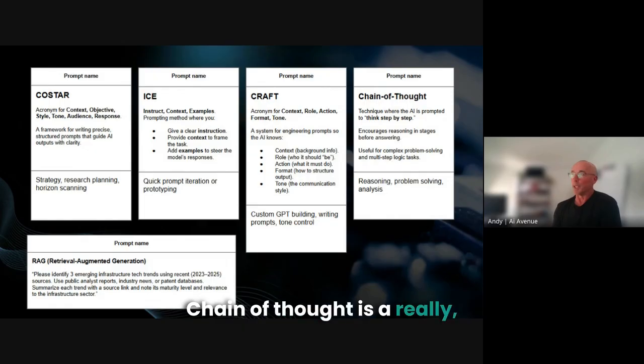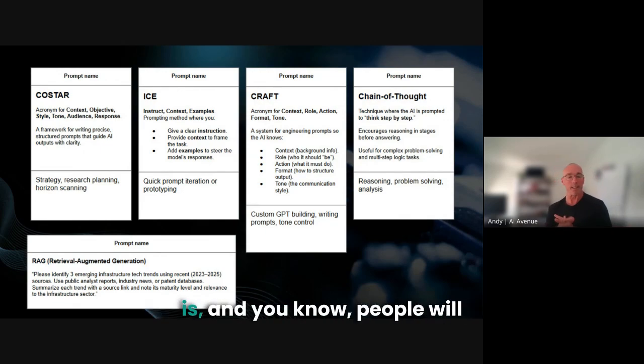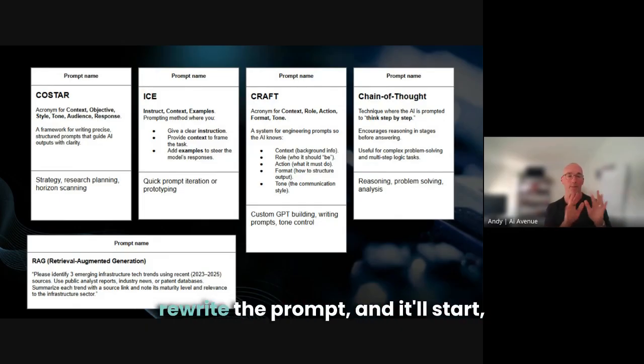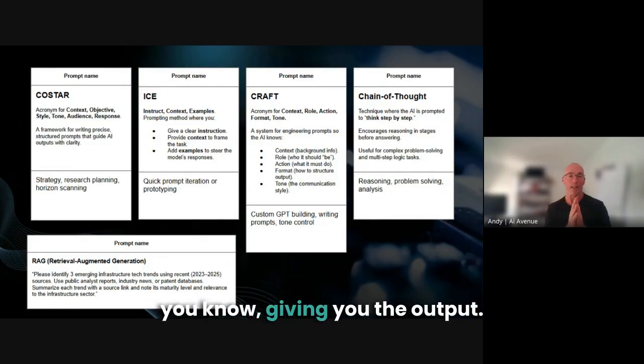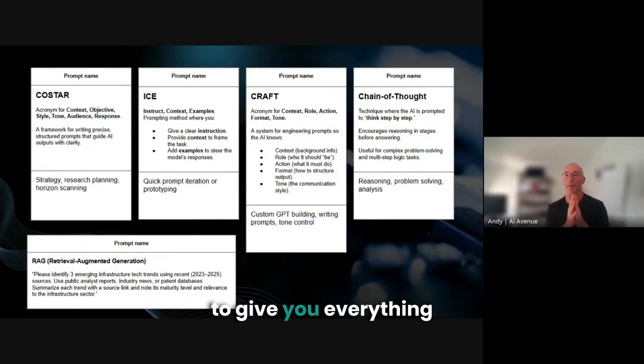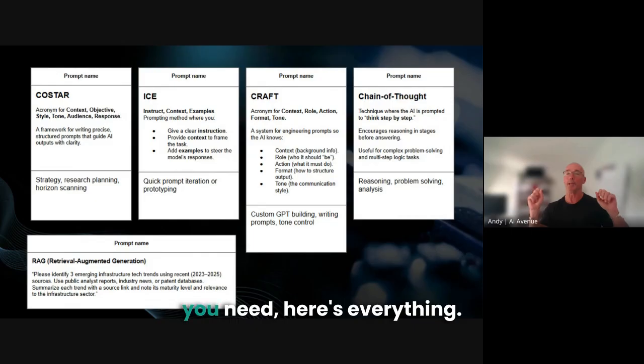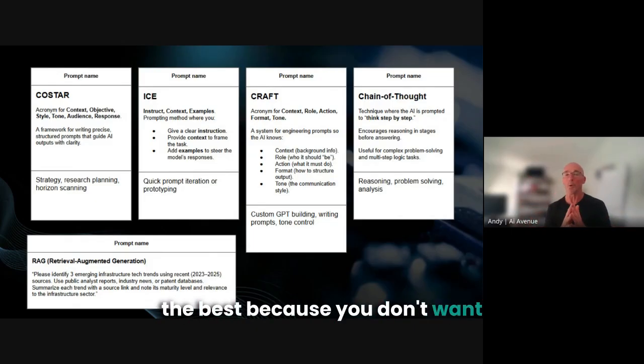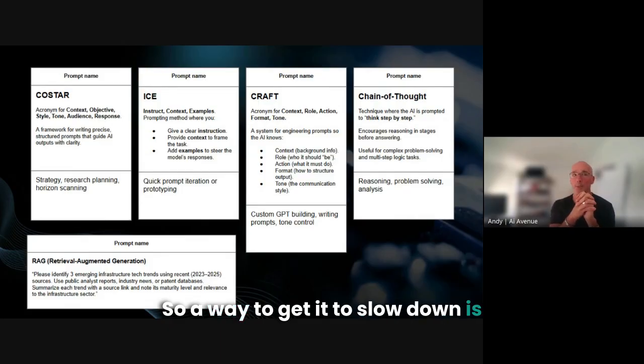Chain of thought is a really great thing to learn and understand as well. Because what we find happens is, and people will have experienced this as well, sometimes you put in your 2 or 3 sentences, rewrite the prompt, and it'll start giving you the output. Sometimes it wants to give you everything in the first output, right? It goes, I know everything you need. Here's everything. And that's not always the best, because you don't want it tackling everything. So a way to get it to slow down is with chain of thought.